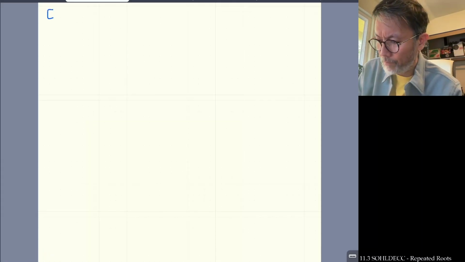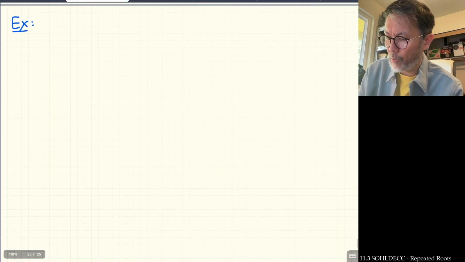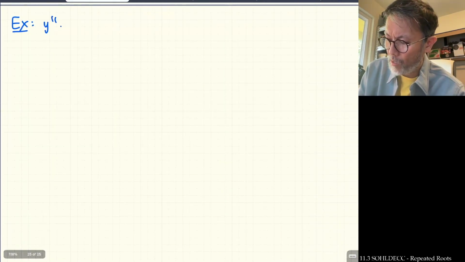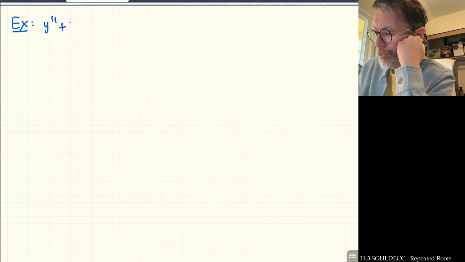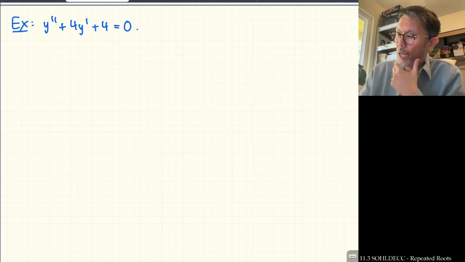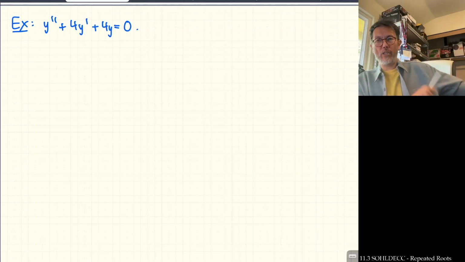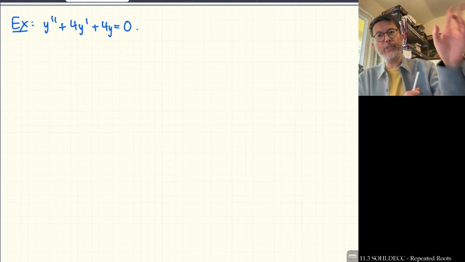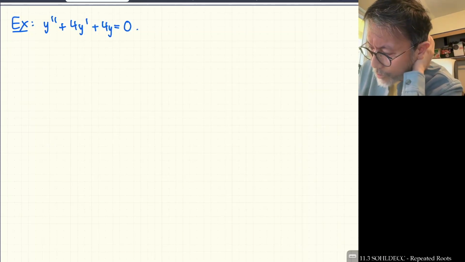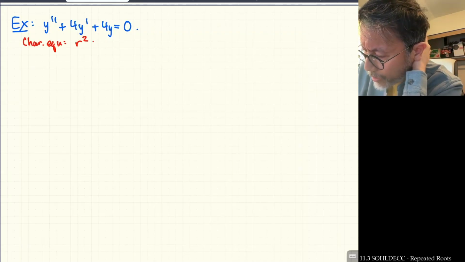So first, let's just go ahead and look at a situation where this can happen. So for example, what if your differential equation was something like y double prime plus 4y prime plus 4y equals 0. So this is a second order homogeneous linear differential equation with constant coefficients. Okay. What's the characteristic equation? It is r squared plus 4r plus 4 equals 0.